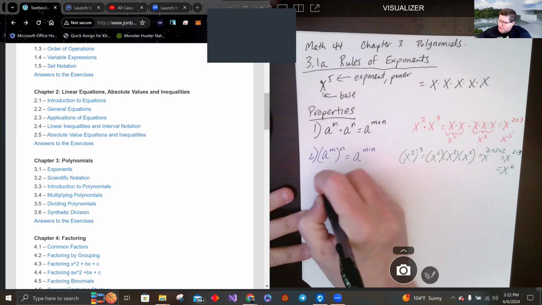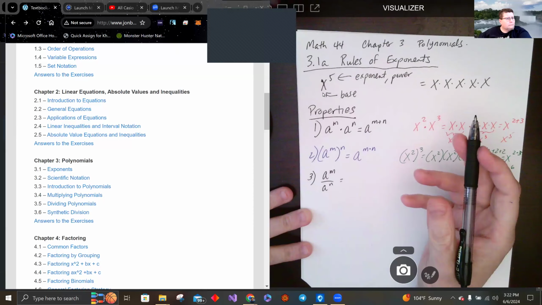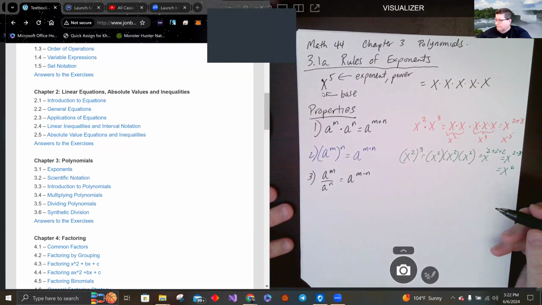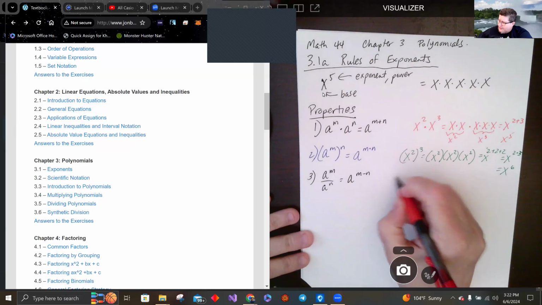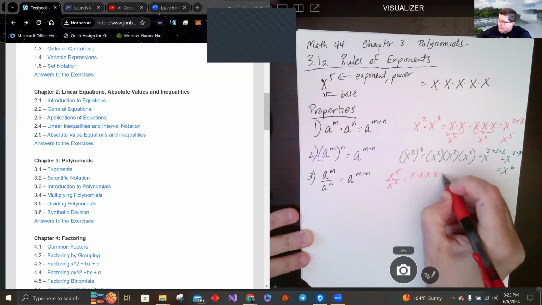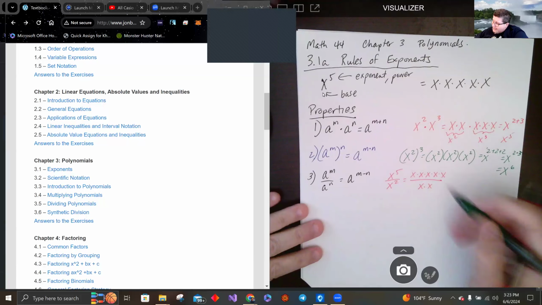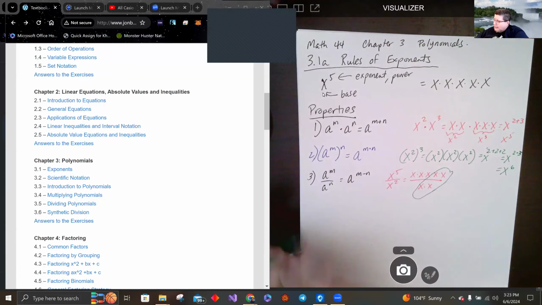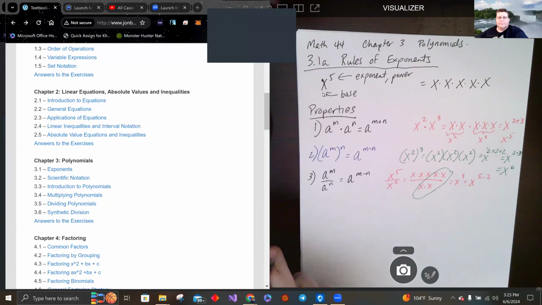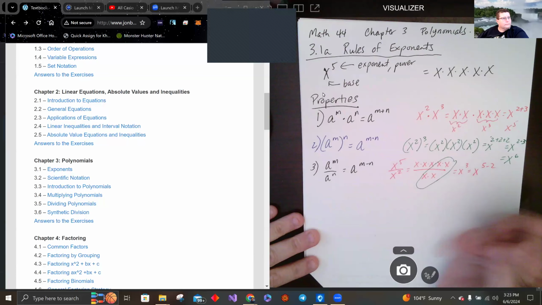Next rule, where we have division. a to the m over a to the n is a to the m minus n. If I have x to the 5th power over x squared, this is what I really have. These can get canceled out, and I'm left with x cubed, which is x to the 5 minus 2. All right.